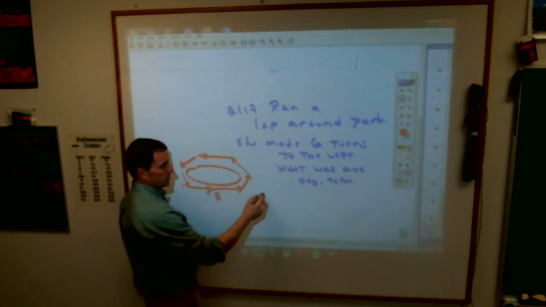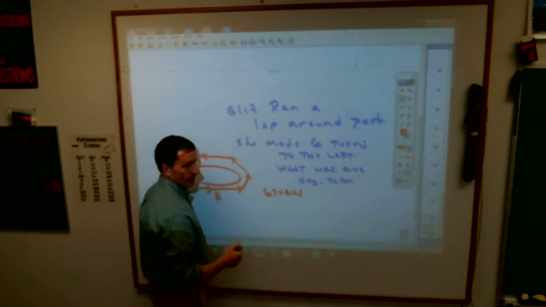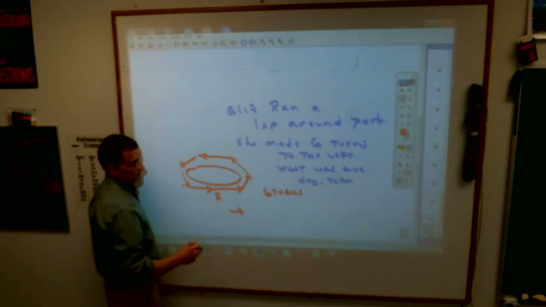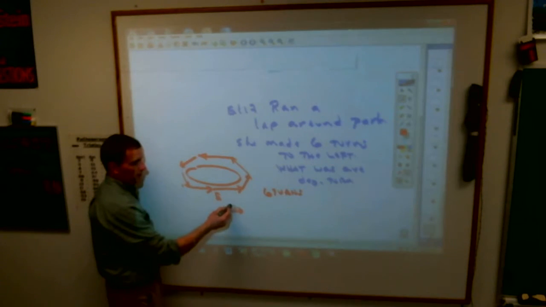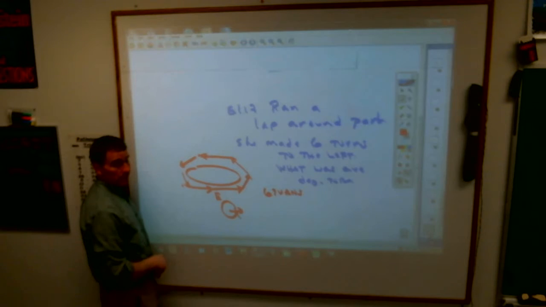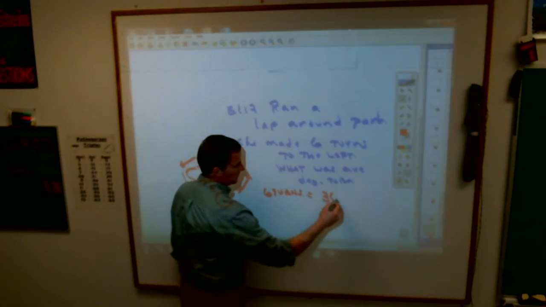She made 6 turns. Well, here's what you have to think about. What direction did she start out facing? East. Doesn't really matter. What direction did she end up facing? East. So in all those turns, she made 1 complete actual circle, which is how many degrees? 360. She did 6 turns that equaled 360 degrees.